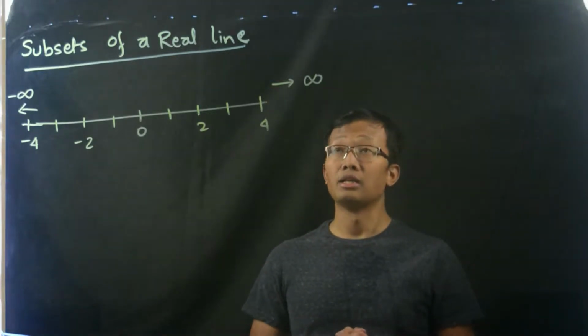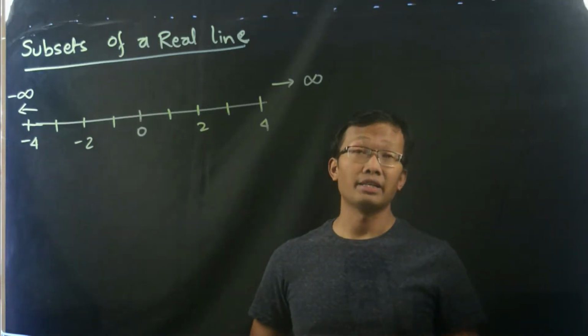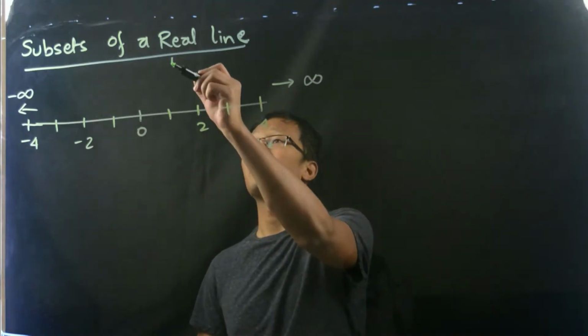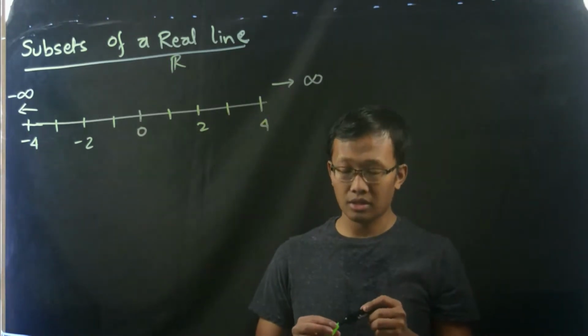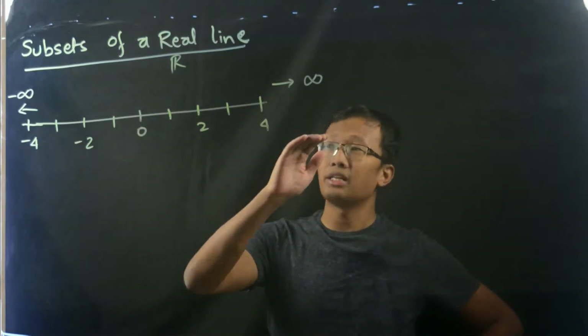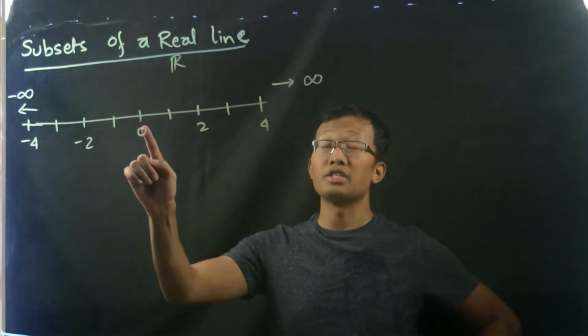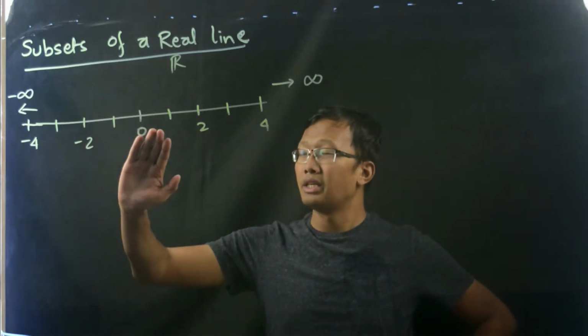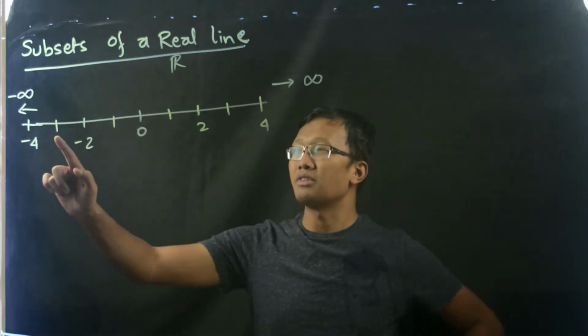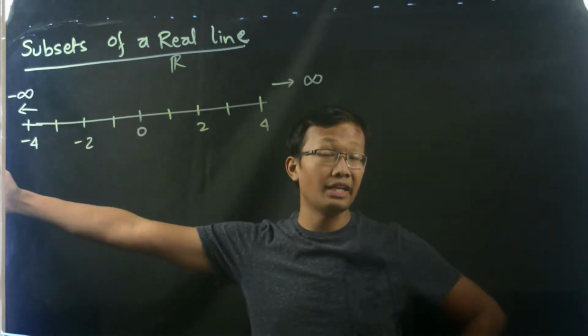Subsets of a real line. Let us consider the real line as a set. I represent the real line by the capital bold R, and the real line is a horizontal line. 0 is the middle point. If you go towards your left, you will get -1, -2, -3, -4, towards -infinity.